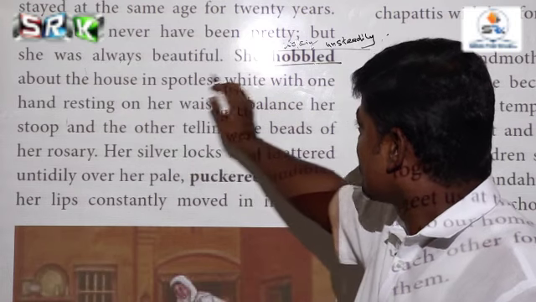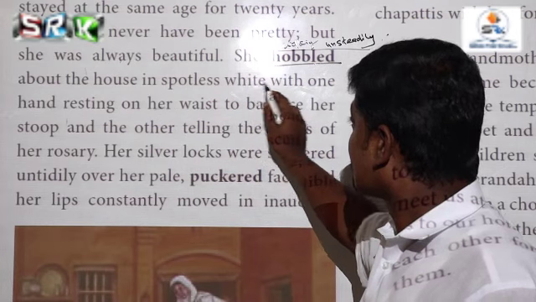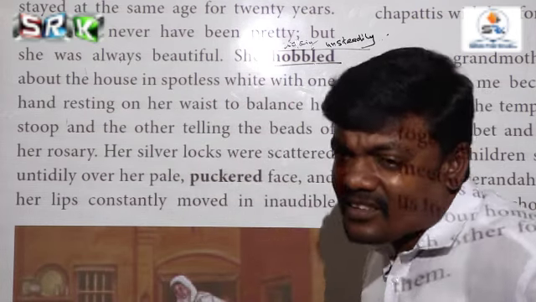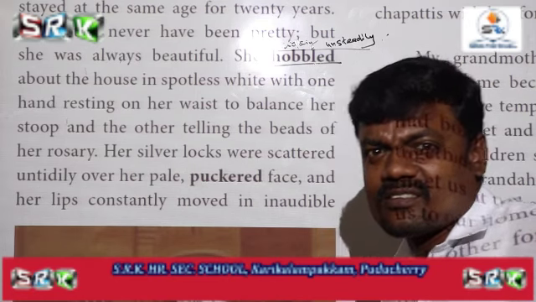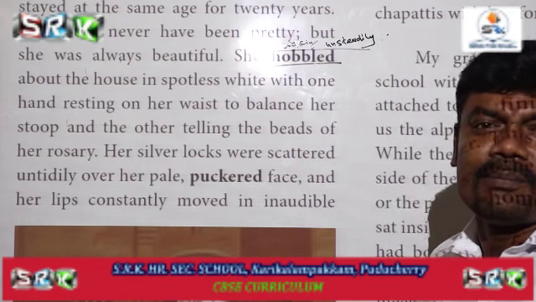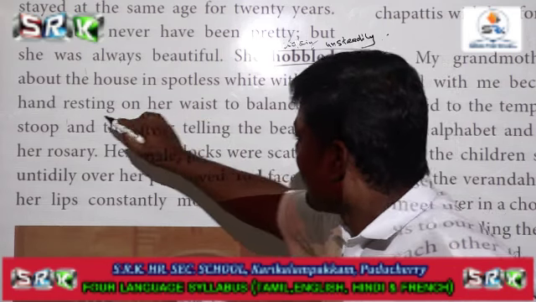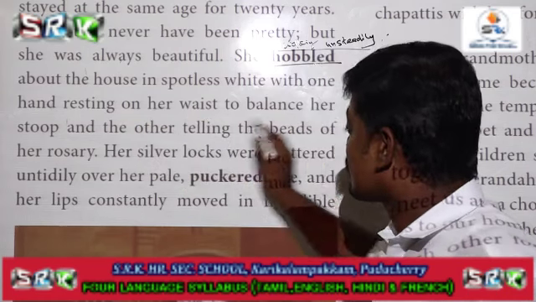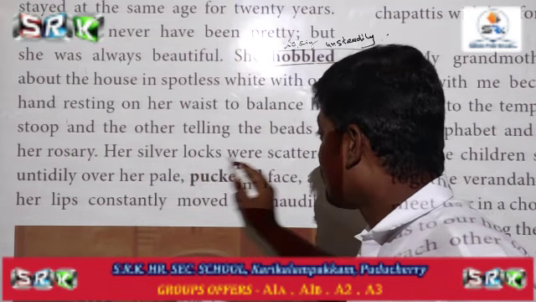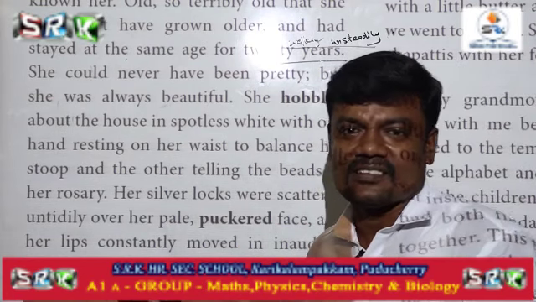So she is walking unsteadily about the house in spotless white, with one hand resting on her waist. People used to say, "Enna vayasaicha adukula idupla kai vechita." That's how people used to ask. The same thing: hand resting on her waist to balance her stoop, and the other telling the beads of her rosary. So let me pause the lesson with this.